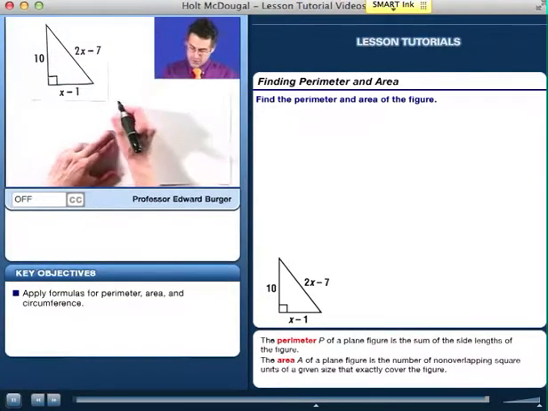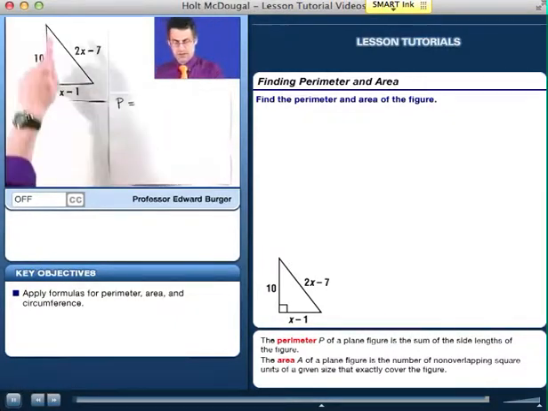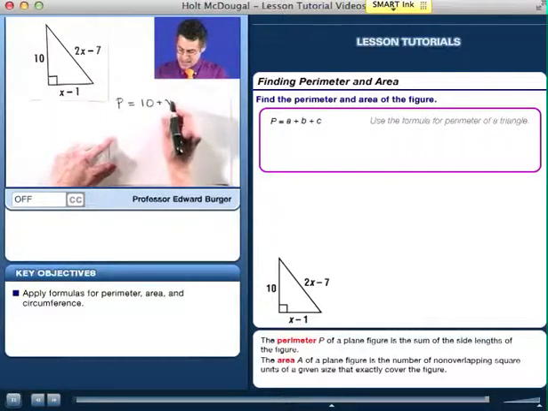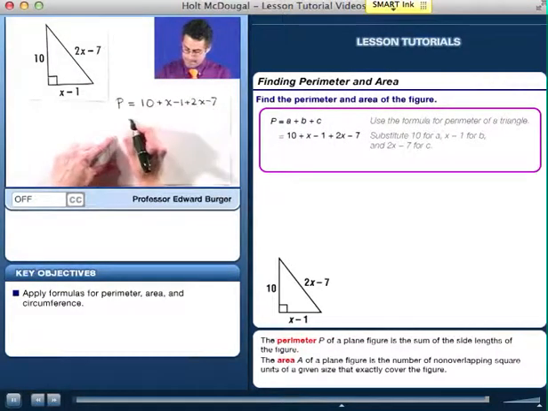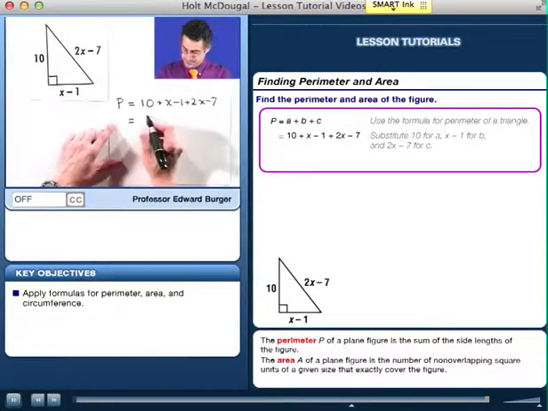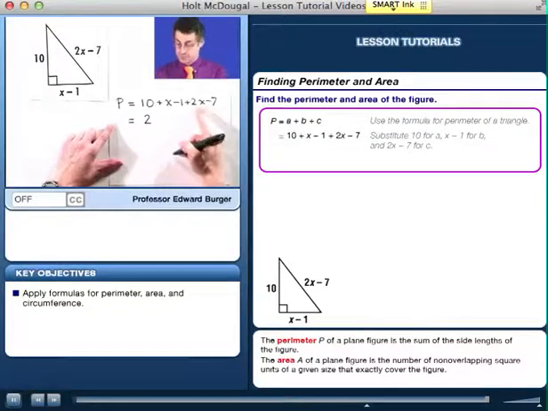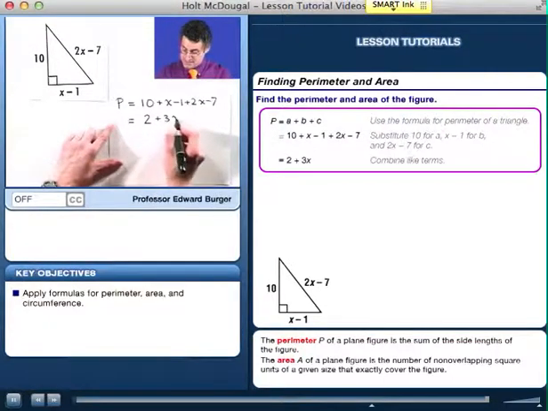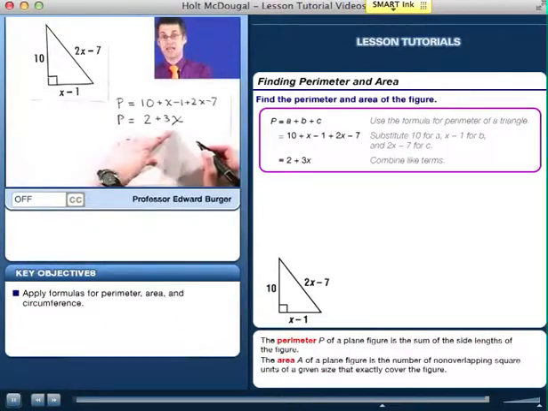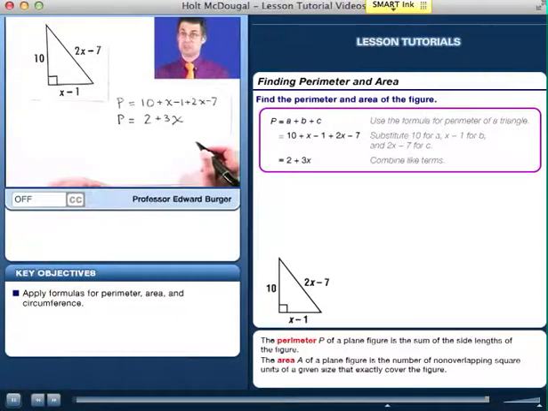So what's the perimeter? Well, the perimeter is just the sum of the lengths, which in this case would be 10 plus x minus 1 plus 2x minus 7. And what does that equal? Well, I have 10 minus 7 is 3, minus 1 is 2, and x plus 2x, I can combine the like terms, and I'd see a total of 3x. And so I'd see an answer of the perimeter equaling 2 plus 3x. I'm not giving any units here, so I won't put any units here either.